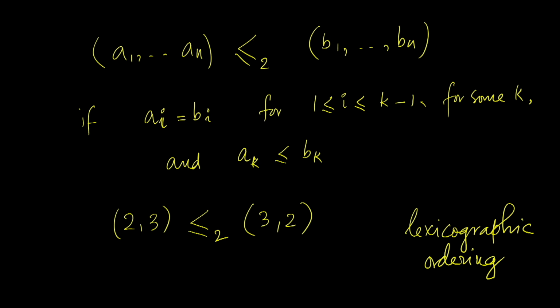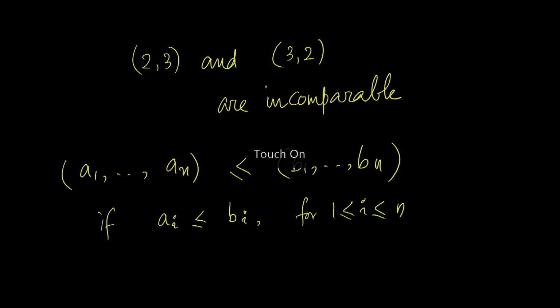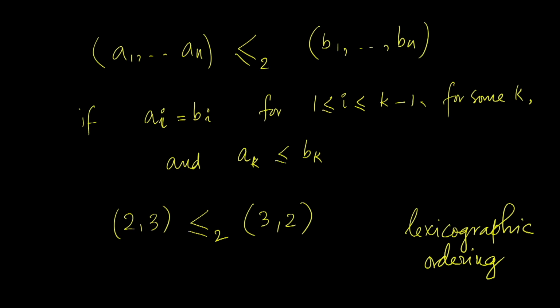So these two ordered tuples match in the first k minus 1 positions, and when you look at the kth position, A1 through An has a smaller value. Therefore, we say that A1 through An precedes B1 through Bn. This is opposed to the previous ordering that we saw. So these two are different orderings of ordered tuples.